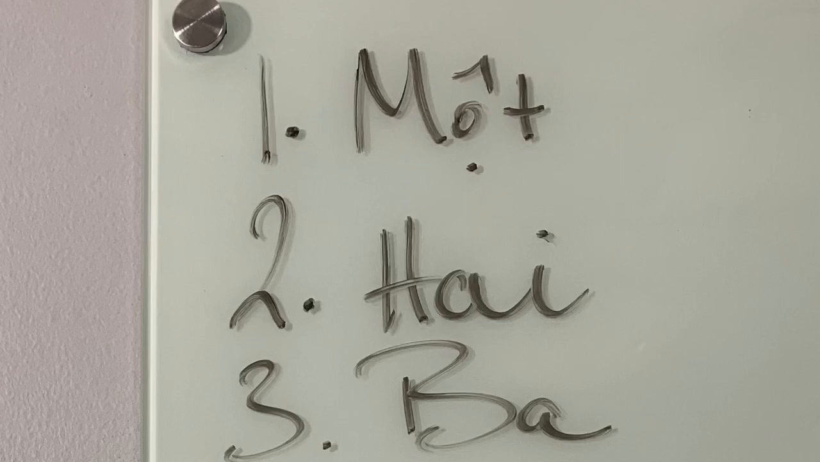Hai is 2. To say 3 in Vietnamese, you say ba, ba, ba. Ba is 3. And to say 1, 2, 3 in Vietnamese, you say một, hai, ba.